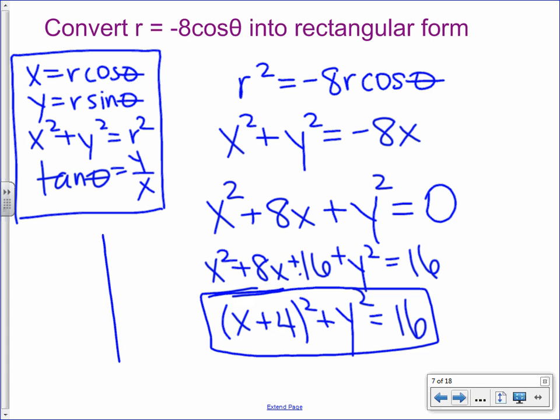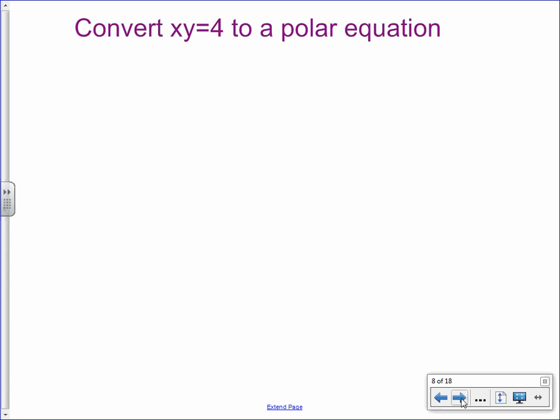So this is a circle with radius 4 and center negative 4. By the end of today, you should be able to look at that and know that we have a circle to the left of the pole, diameter 8. Okay. All right. Let's convert this.